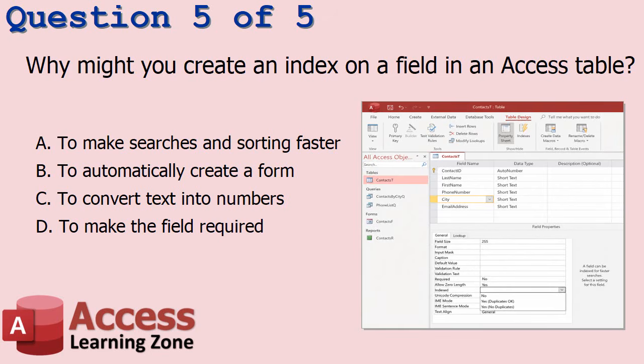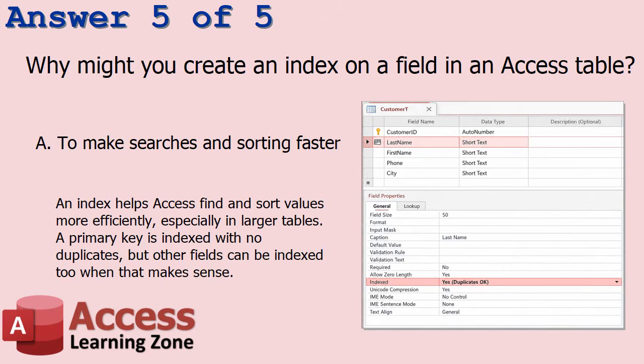Question 5. Why might you create an index on a field in an Access table? To make searches and sorts faster? To automatically create a form? To convert text into numbers? Or to make the field required? One of the benefits of indexing is it makes searches and sorting faster.